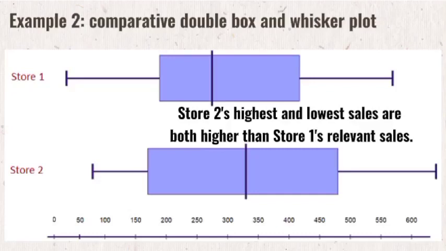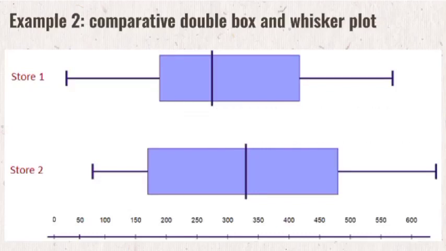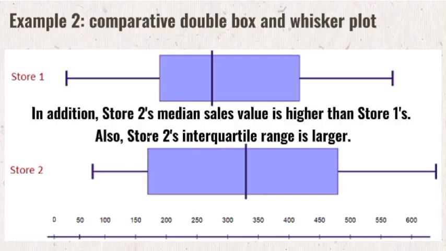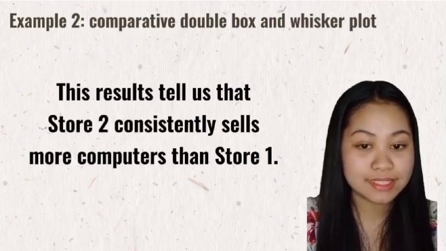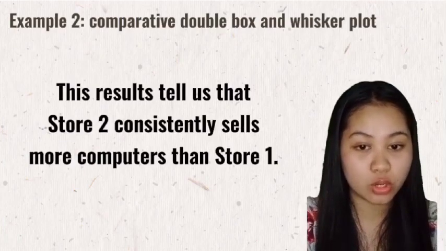Store 2's highest and lowest sales are both higher than Store 1's respective sales. In addition, Store 2's median sales value is higher than Store 1's. Also, Store 2's interquartile range is larger. These results tell us that Store 2 consistently sells more computers than Store 1.